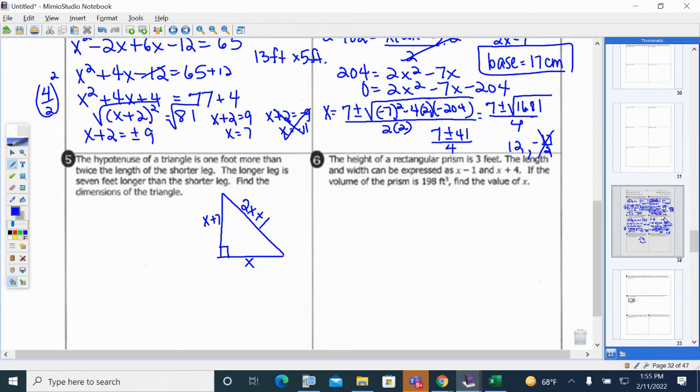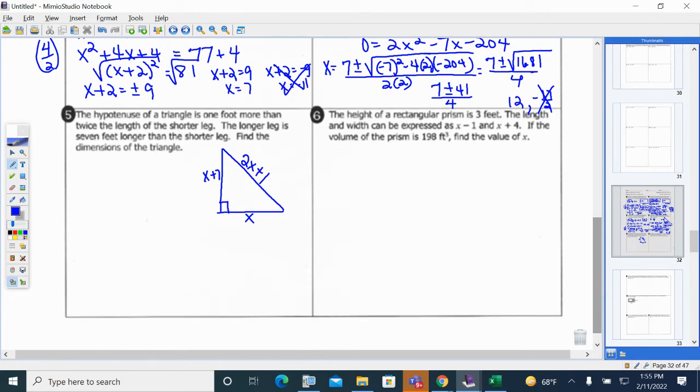So from here, the hard part about this problem is setting it up. What do we know about a right triangle in relation to the measures of the sides? Well, the Pythagorean Theorem says that a squared plus b squared is equal to c squared. A and b are both legs. So I'm going to take the short leg squared plus the long leg squared equals the hypotenuse squared.